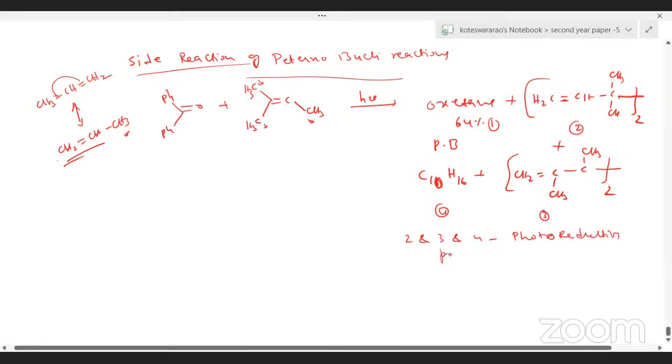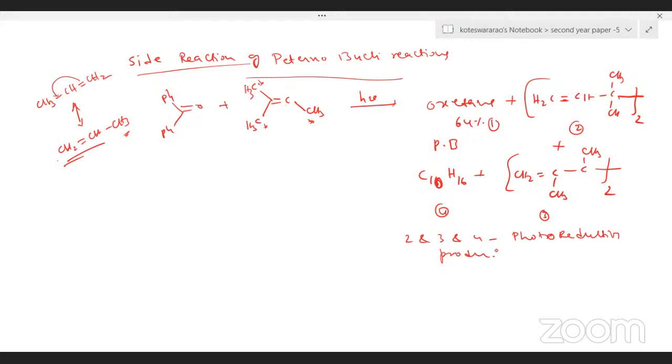Now, in the case of the Paterno-Buchi reaction, the side reaction may lead to the formation of photoreduction products when the reactant olefin has benzylic or allylic positions. That competes with the Paterno-Buchi reaction. Photoreduction competes with the Paterno-Buchi reaction when allylic and benzylic positions are present. Many examples are there. You can read and understand them from your book.